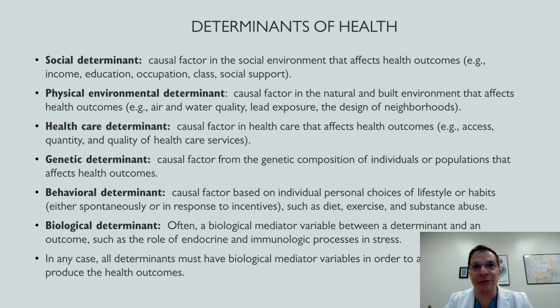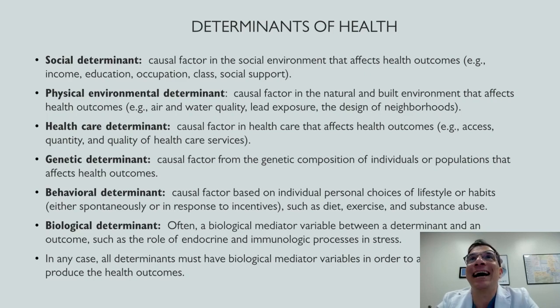Now, something that we need to understand about diseases is the social determinants of health, or rather, the different determinants of health. When we study diseases, we need to understand that diseases don't distribute randomly in populations. People don't get diseases just because they won the bad lottery. There are some determinants that we can divide into social, physical, healthcare, genetic, behavioral, and biological.